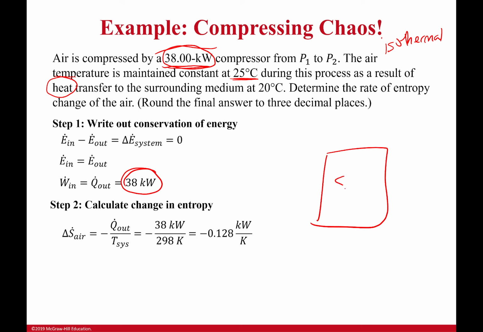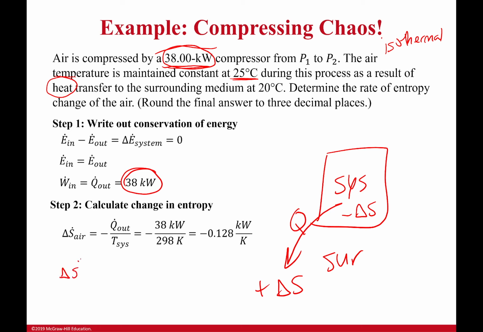Here's an example. Here's my box. Here is my system. Here is the surroundings. I have heat going from one place to the other, which means that one has a positive change in entropy, and this one has a negative change in entropy. Overall, though, the amount of entropy is going to be increasing. It always does. We can see that if we calculate the change in entropy for my surroundings. It would be equal to the heat output over time divided by the temperature of the surrounding air, which would be 38 kilowatts over 293.